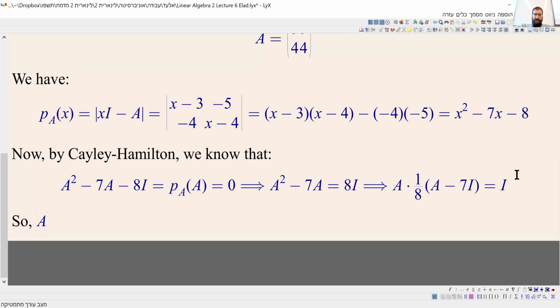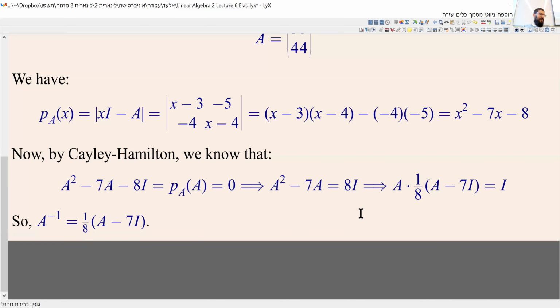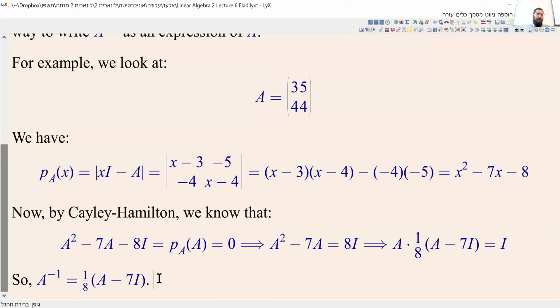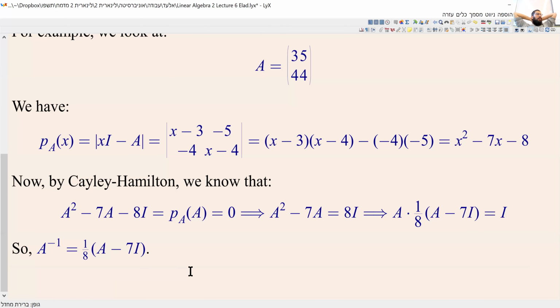So, A minus 1 is 18. 1 above 8, A minus 7I. Of course, we can check this out in this specific case. And, how surprisingly, it is true. But it's not just here, it's always true. And just remember, finding the matrix A minus 1, the inverse one, is, of course, a technical process, but sometimes an exhausting one.